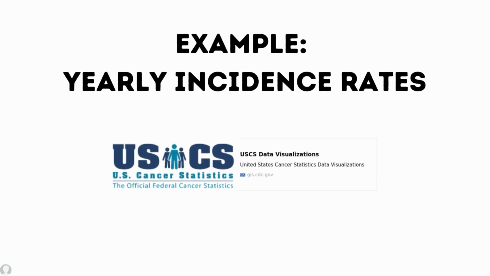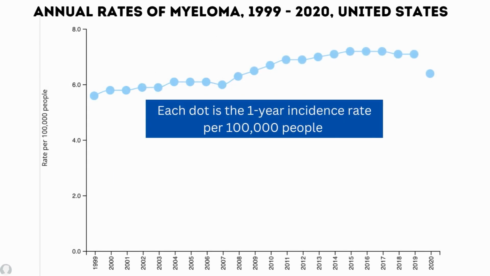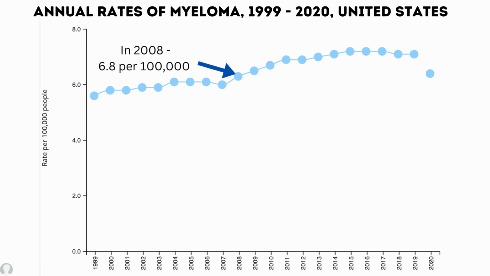Now I'd like to talk about yearly or one-year incidence rates. If you'd like, you can click to go to the CDC visualization page to see where the example data came from. I selected myeloma as the cancer type on the CDC data visualization page to get this graph. Myeloma is a blood cancer. Each dot on this graph is the one-year incidence rate per 100,000. So, for example, the incidence rate in 2008 was 6.8 new cases of myeloma per 100,000 people in the US.